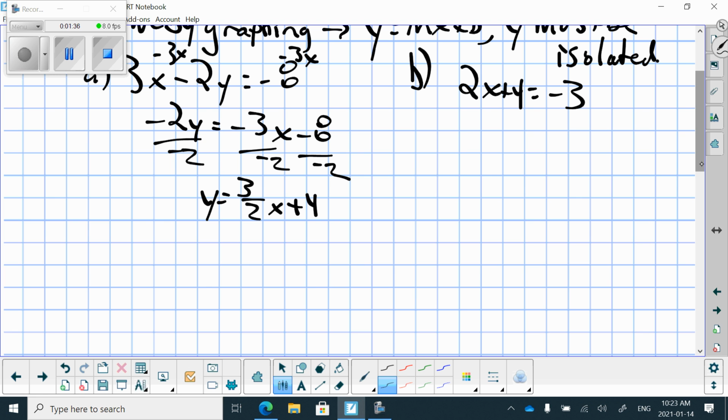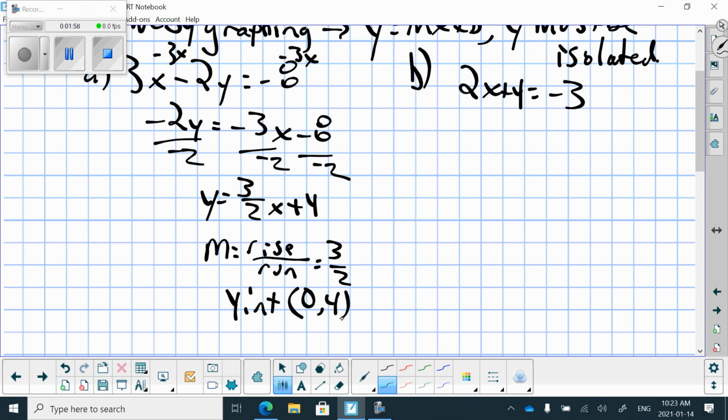You would then have your rise over run. Yep, our slope, which is rise over run, which is how much? 3 over 2. Perfect. What else do we have? You also have your y-intercept, which is, as an ordered pair, (0, 4). Absolutely. Okay, awesome. That's that one, which I think was the harder one.